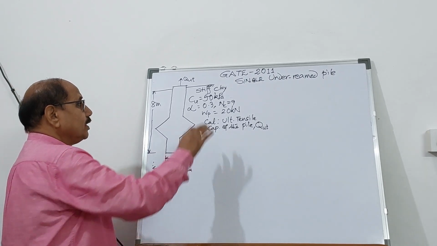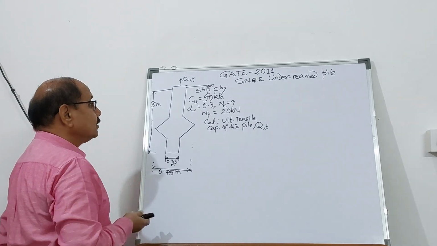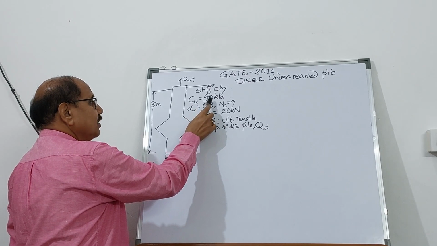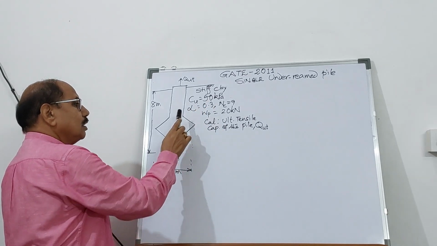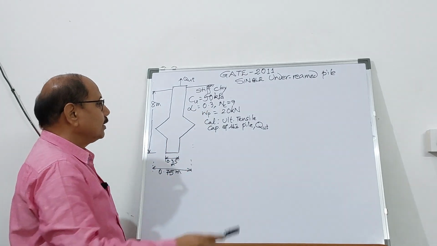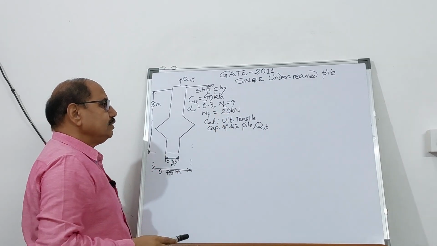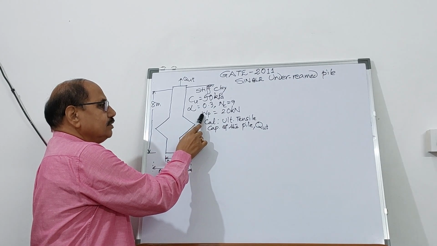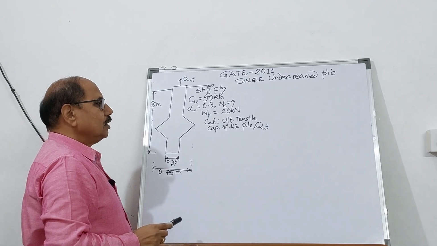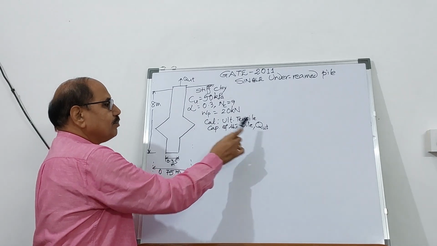This single underreamed pile is embedded in a stiff clay, as it is shown over here, and the properties of the ground are given to you. The undrained cohesion is 50 kilopascal. The adhesion factor alpha is given as 0.3, and the bearing capacity factor is given as 9. The weight of the pile, WP, is 20 kilonewton, and we need to calculate the ultimate tensile capacity of the pile.